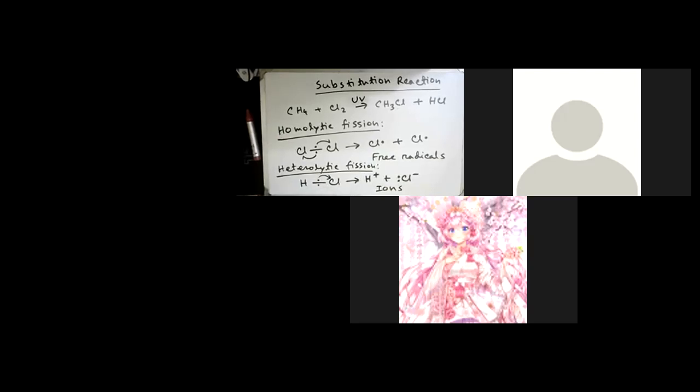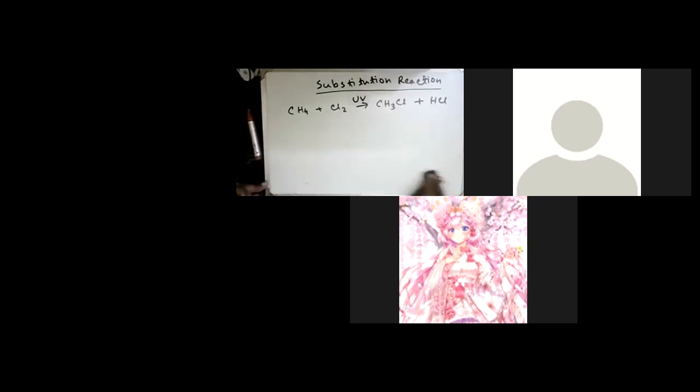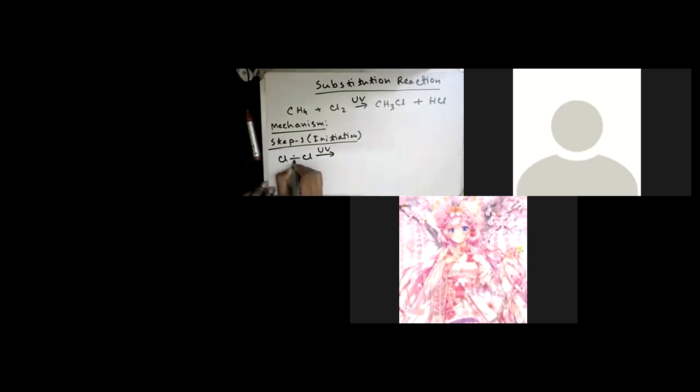Now let's see the mechanism of this substitution reaction. There are 3 steps. Step 1 is the initiation step. In this step, what will happen? The UV light will attack the halogen. There is a chlorine-chlorine bond, so if UV light attacks here, fission will happen. Already we explained this, and if the fission happens, then 2 chlorine free radicals form.